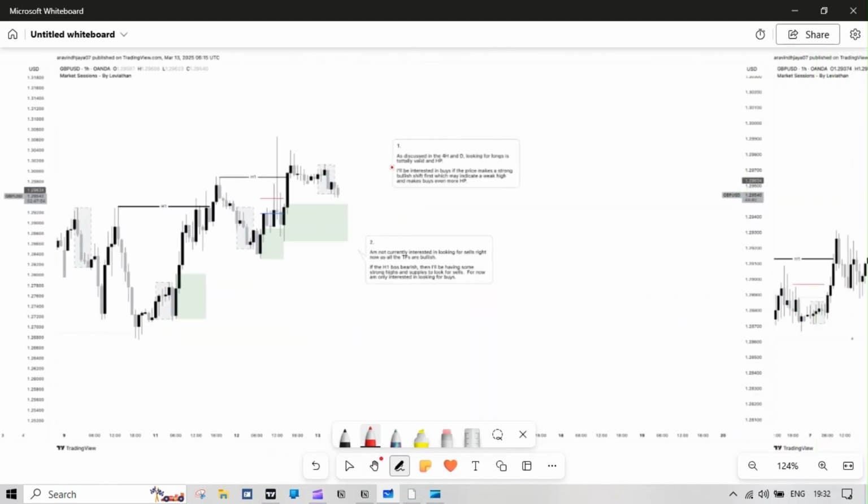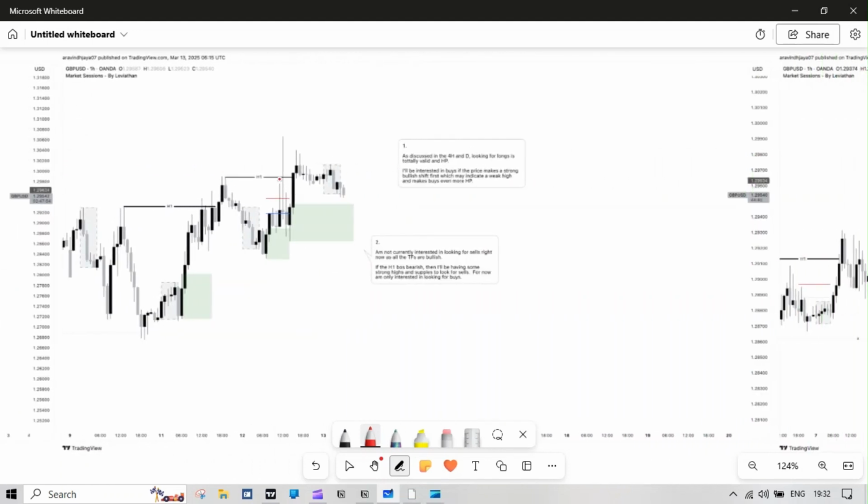Here again, H1 was bullish. We saw that yesterday, and this was a valid demand. For this demand, this is the extreme, I mean, this is the swing low. So this demand has been mitigated. So this is the valid demand.